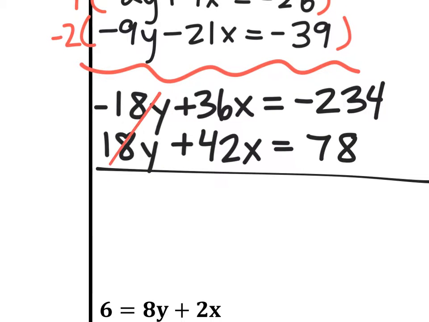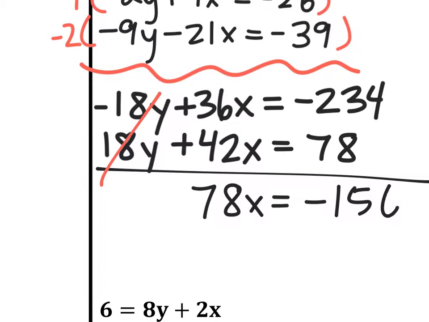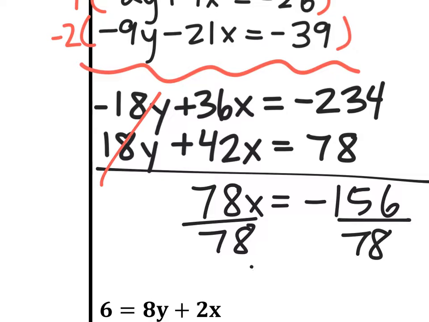So if you do that, you get 0 y's. 38 plus 40. 78x is equal to what? -1. Divide by 78. And we get what? Oh, that's nice of me.